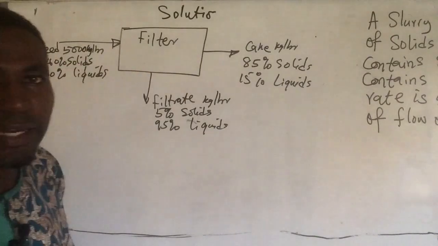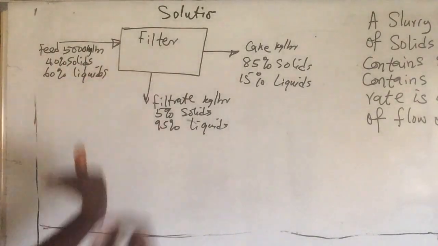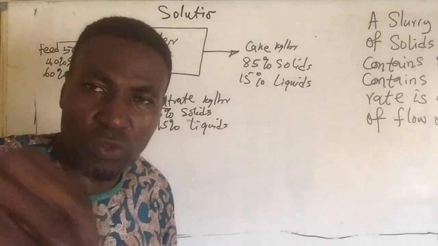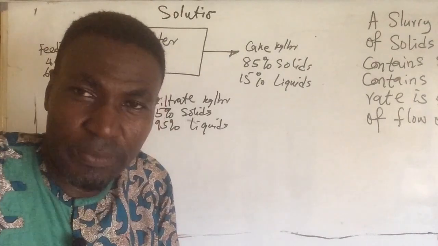Now you pour it in the filter. Then you filter it. After filtering, the cake is a particle. Those are the particles you filtered out.